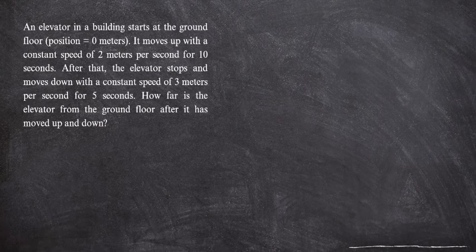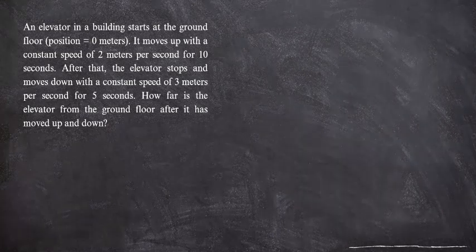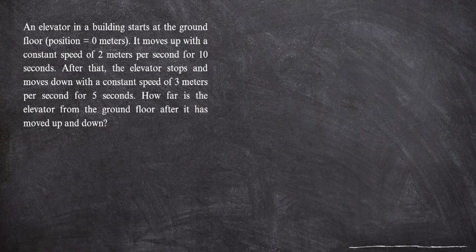So another example is an elevator in a building that starts at the ground floor. Position is equal to 0 meters. It moves up with a constant speed of 2 meters per second for 10 seconds. After that, the elevator stops and moves down with a constant speed of 3 meters per second for 5 seconds. How far is the elevator from the ground floor after it has moved up and down?